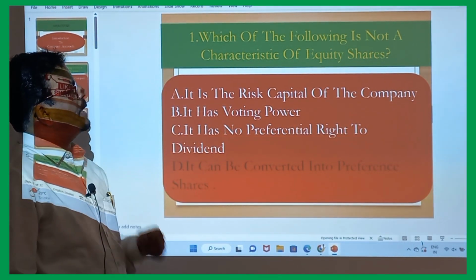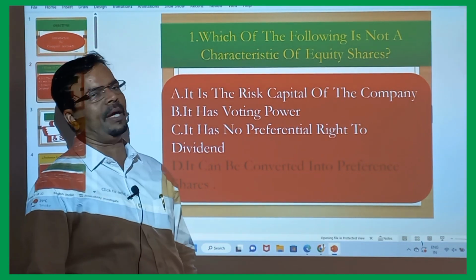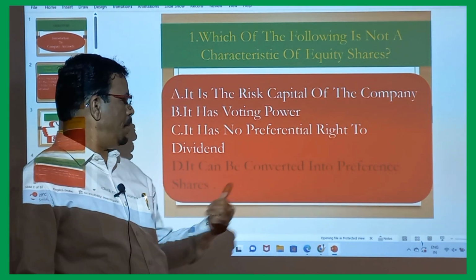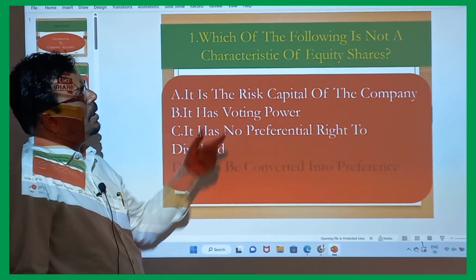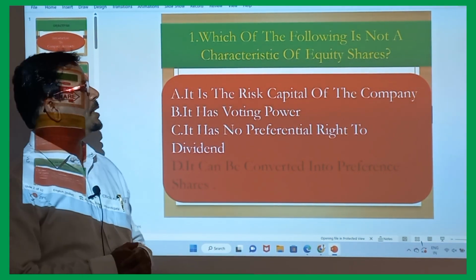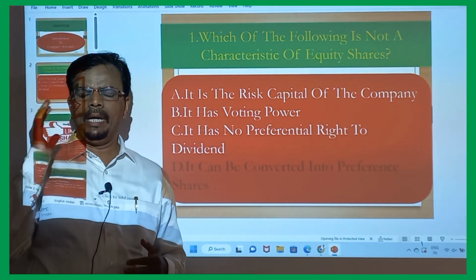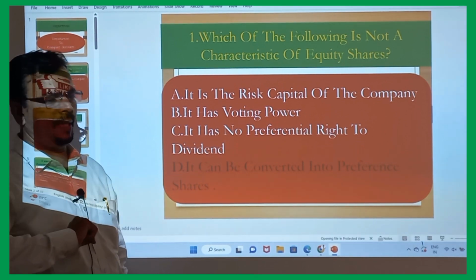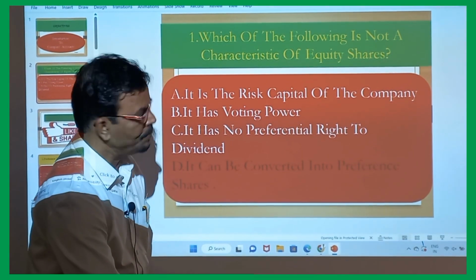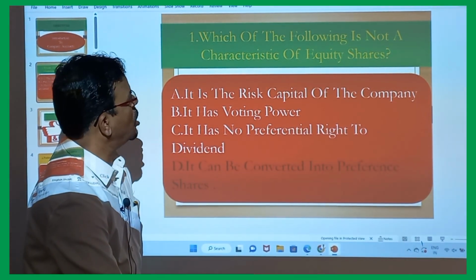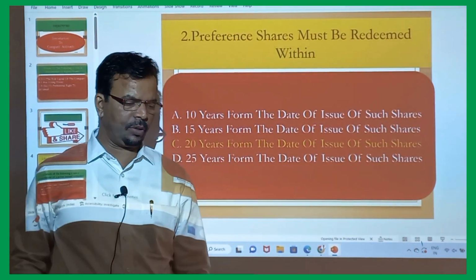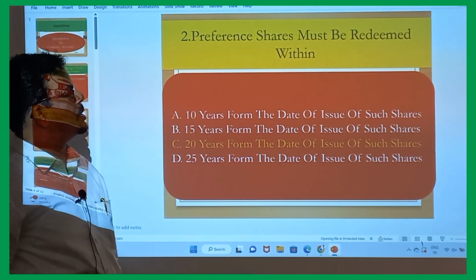Which of the following is not a characteristic of equity shares? It can be converted into preference shares. This is not a characteristic of equity shares, because equity shares never convert into preference shares. The vice versa can be possible, but equity shares never convert into preference shares because they are the real owners of the business. So the company belongs to them. So they never convert into preference shares.